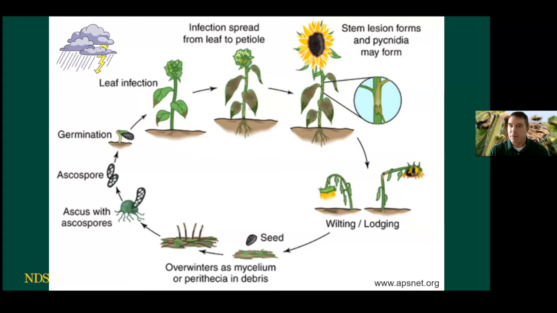From the leaves, then it's going to grow through the petiole into the stem, and then you'll see that stem lesion. And so you always see these stem lesions on a leaf. And then, of course, you're going to get wilting, lodging, yield will go down. But the reason I want to emphasize here that the infection starts on the leaves is because foliar fungicides on the leaves can sometimes help prevent this. So we're going to get into that in a little bit.